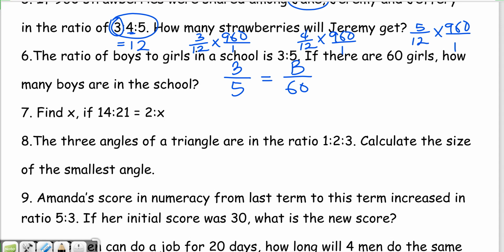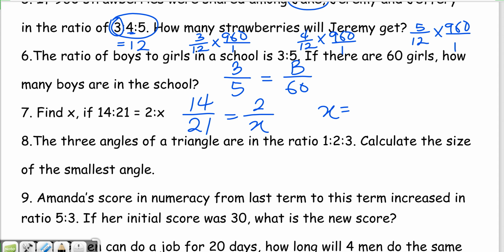For number 7, all we need to do is write it as a fraction: 14 over 21 equals 2 over x. We can use cross multiplication, or we use the equivalent fraction method to solve this. I will not talk so much on this. All you need to do is, what will you do to 14 to get 2? Then to get x, you do exactly the same thing to 21.